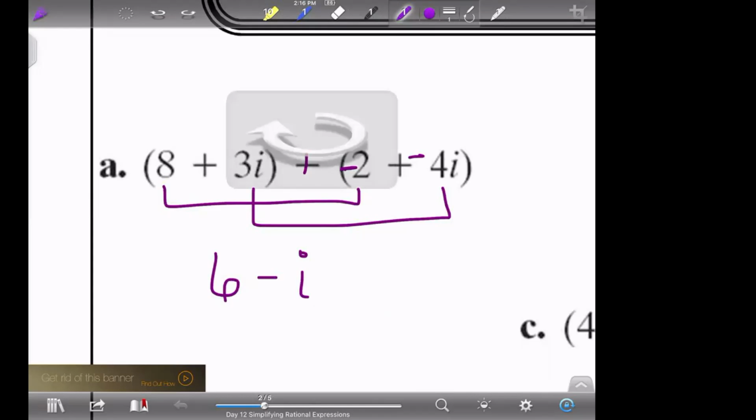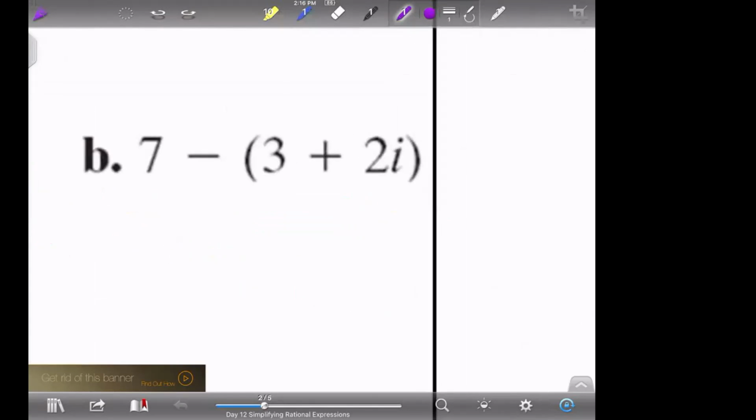For letter B over here on the right hand side, again, we're going to distribute that negative. We're going to go through and combine real parts. 7 minus 3 is 4. There are no like terms with the -2i, so we're just going to bring down -2i.